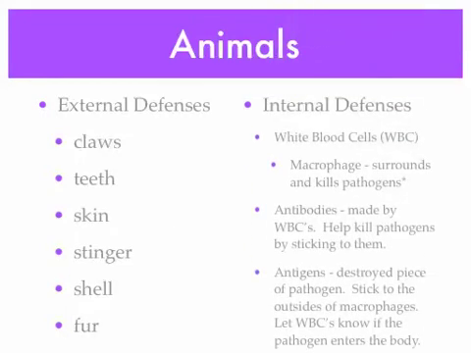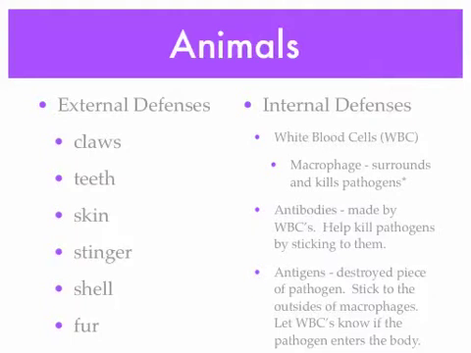Internally, animals have quite a developed system. First of all, there are white blood cells that are circulating through our blood. One example of a white blood cell is a macrophage. This type of white blood cell is responsible for surrounding and killing pathogens.